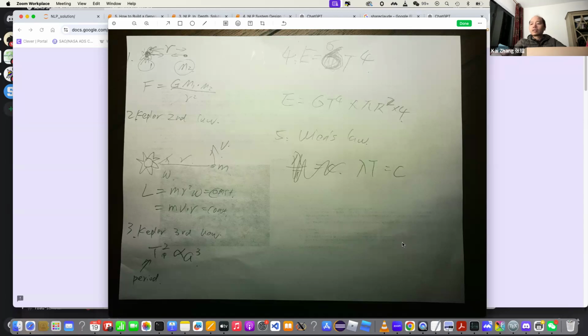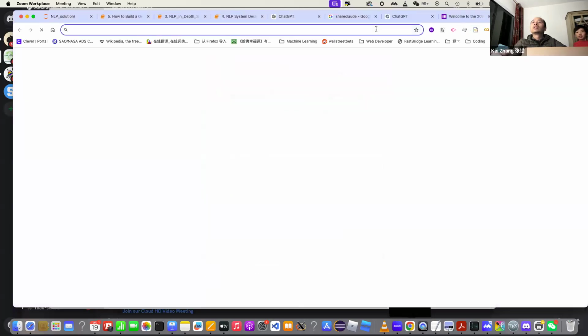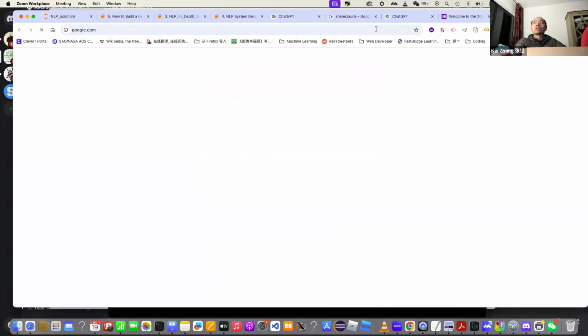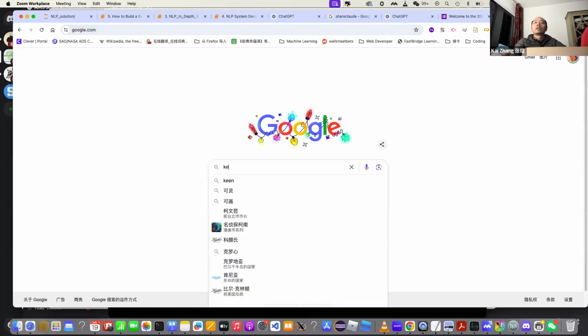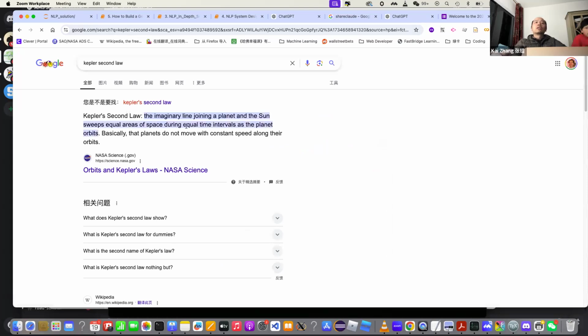Let's deep dive into this. Kepler's second law: a line joining a planet to the sun sweeps equal areas in equal time intervals as the planet orbits. Planets do not move with constant speed along their orbit.